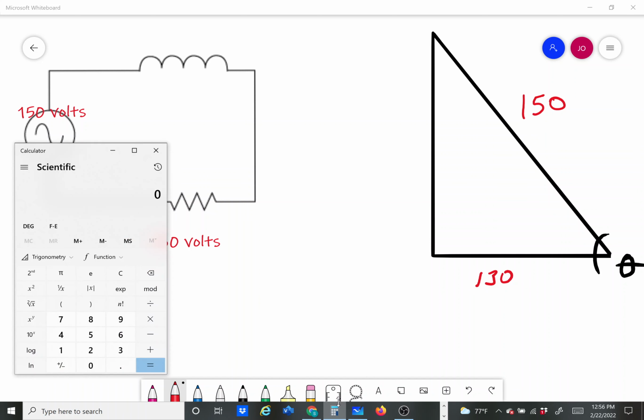So I'm going to take my 150 and square it, and I have to subtract 130 squared, because a squared plus b squared equals c squared, which means that a squared equals c squared minus b squared. So I'll write that down.